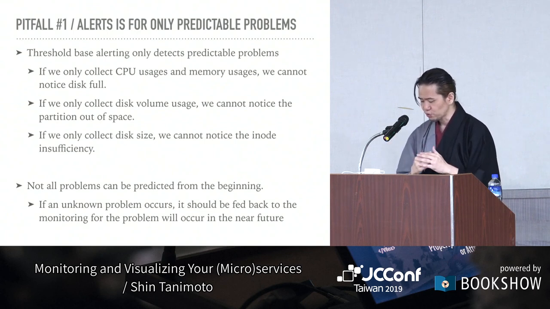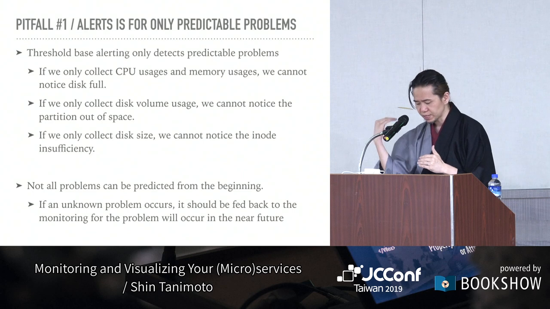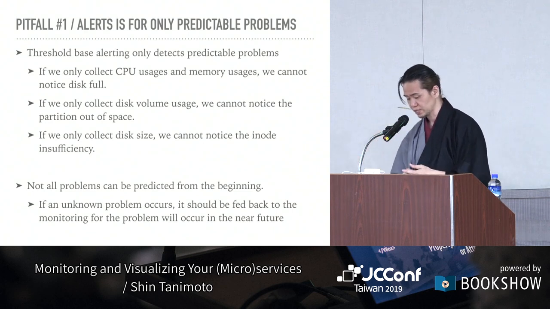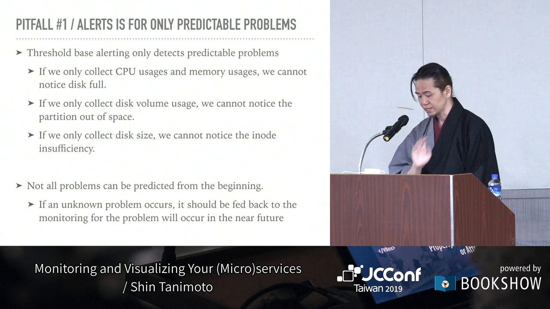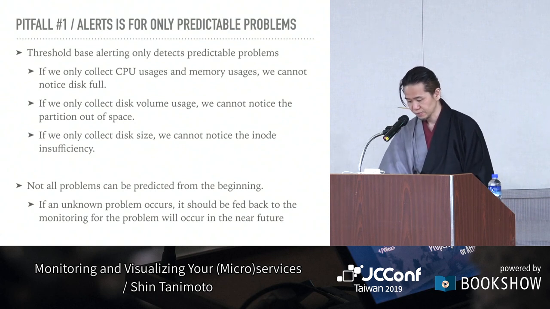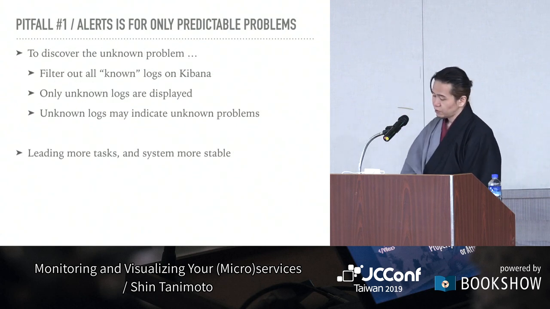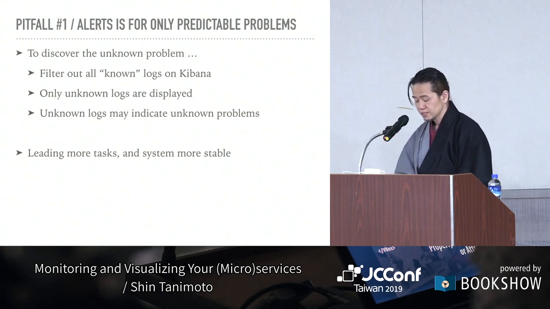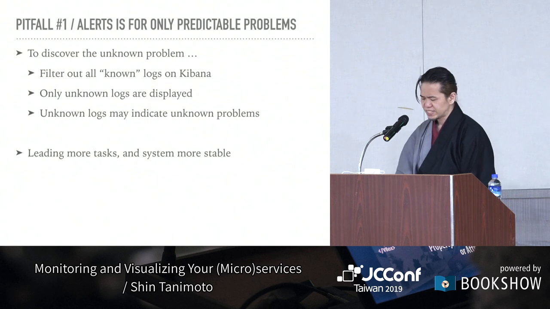If an unknown problem occurs, it should be fed back to the monitoring environment in case the problem occurs in the near future again. But the feedback approach is reactive to the problem. It is sometimes too late. So is there anything we can do in advance?